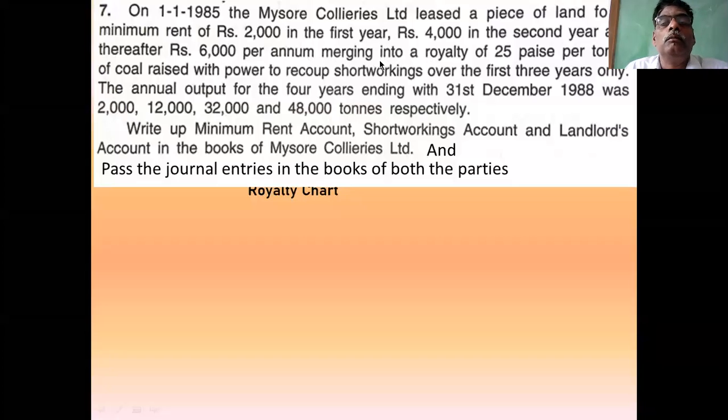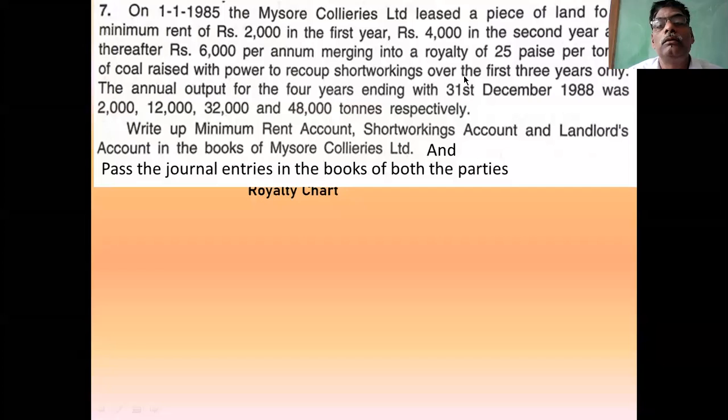With a royalty of 25 paise per ton. Rate of royalty is 25 paise. Minimum rent is fluctuating, changing in nature. Therefore, according to the information, you record the minimum rent in the minimum rent column. You don't think about it seriously. Okay. 25 paise is the rate of royalty, with recoupment over the first 3 years only.